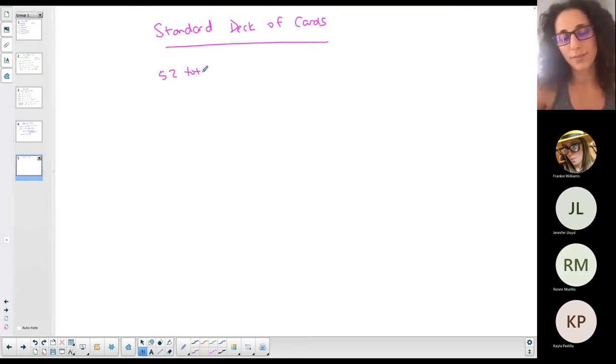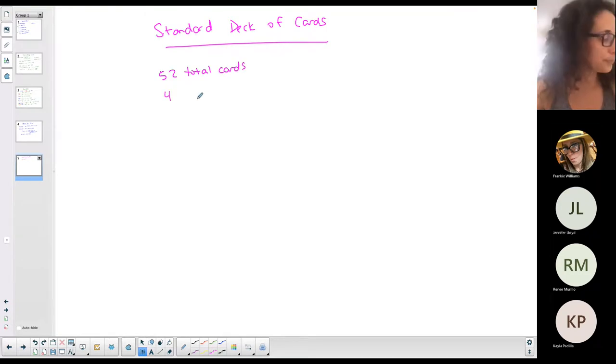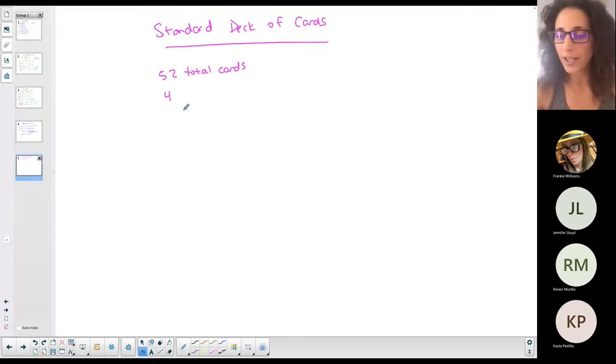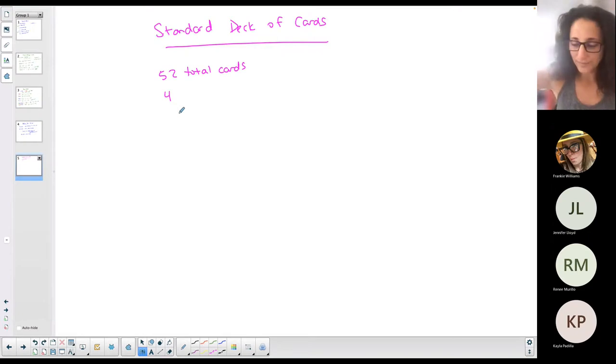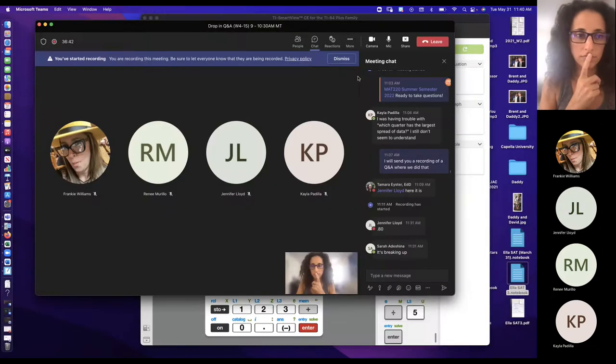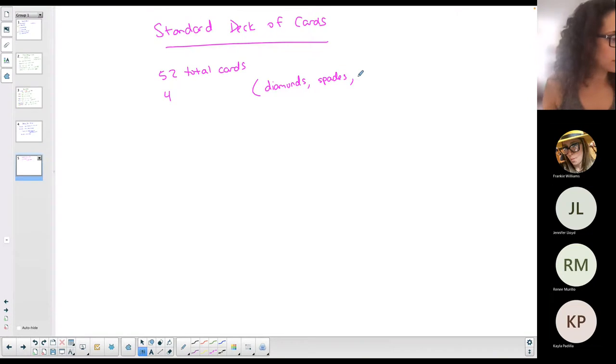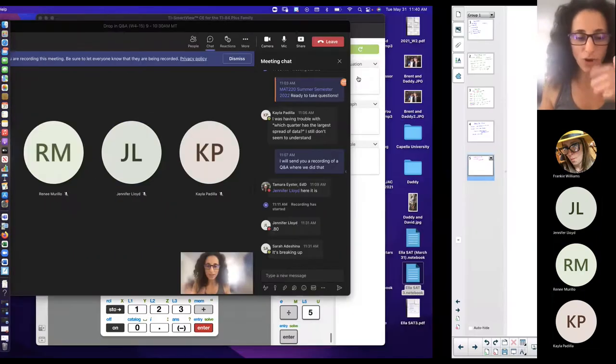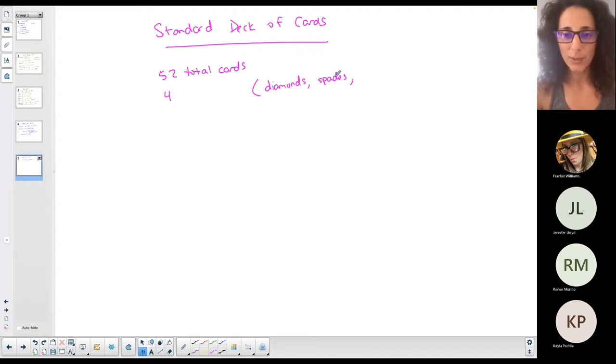You have 52 total cards. You have four sections. I've been forgetting basic words lately. Somebody, what's the word? It'll come to me. You have four different types. You have diamonds, you have spades. Can you hear me still? I heard a noise like it dropped the call, so I just want to make sure. Okay, diamonds, spades, hearts, and clubs.